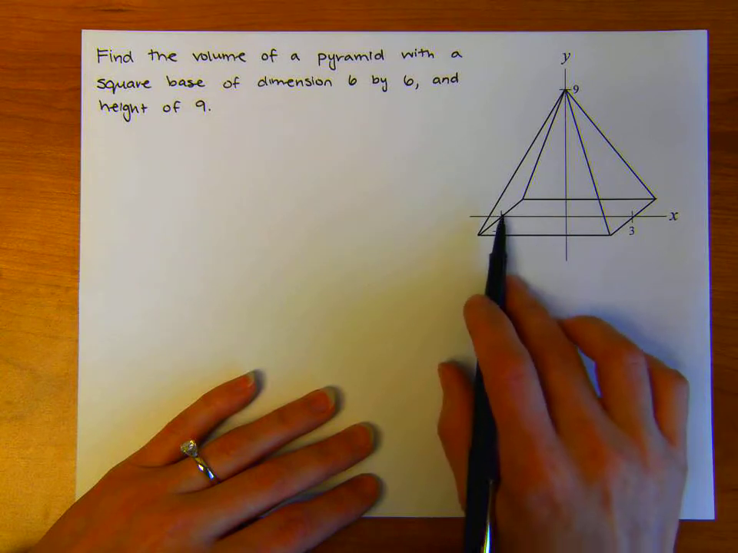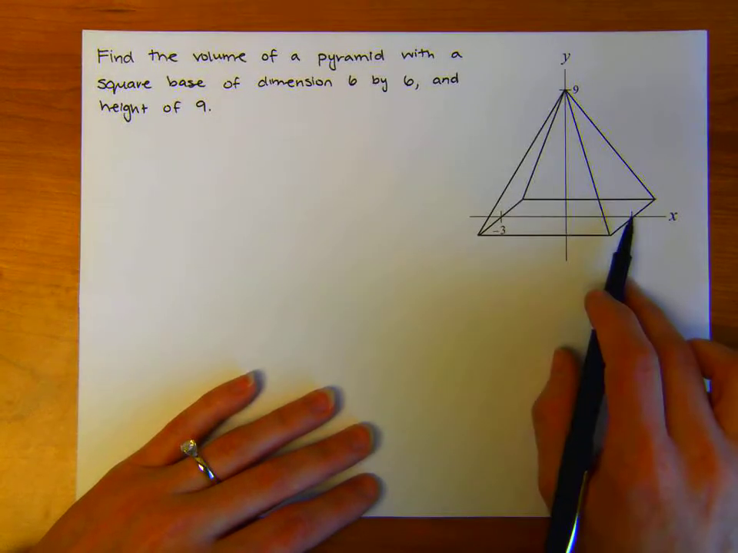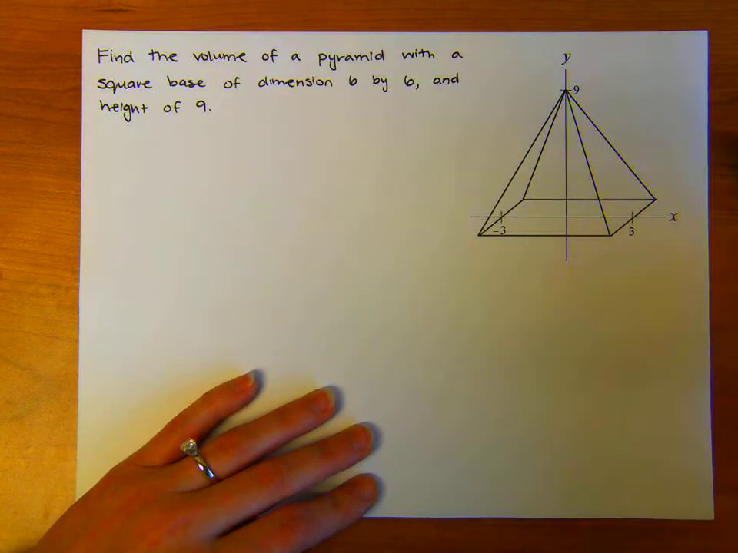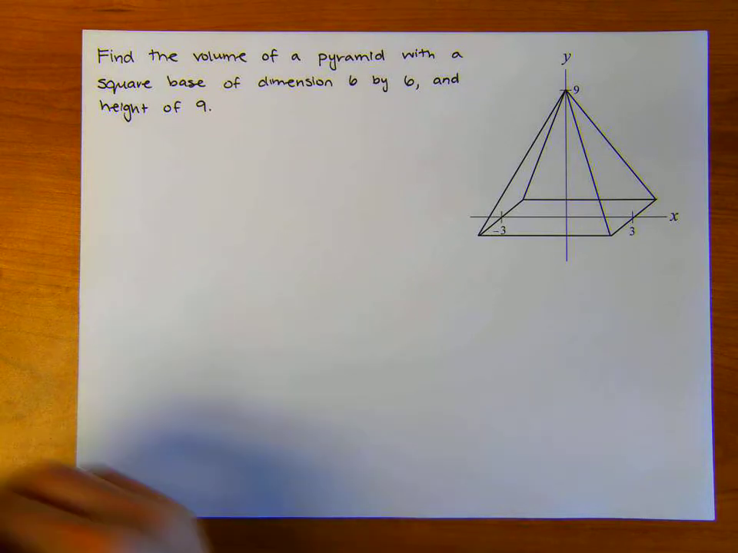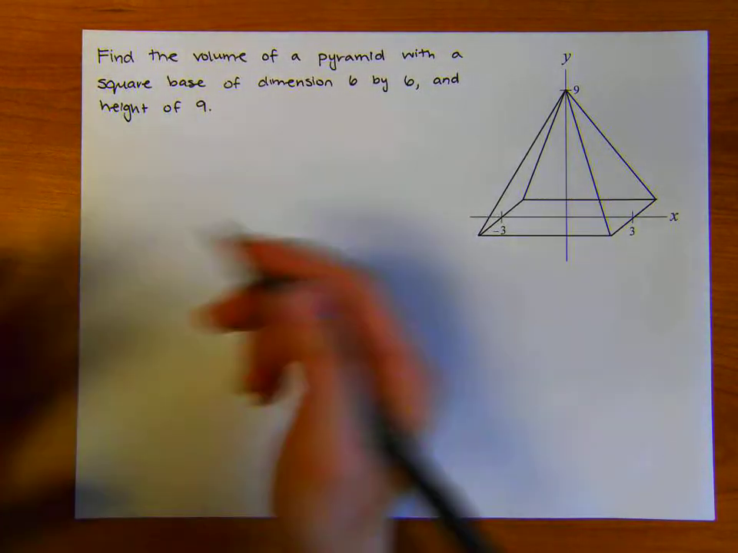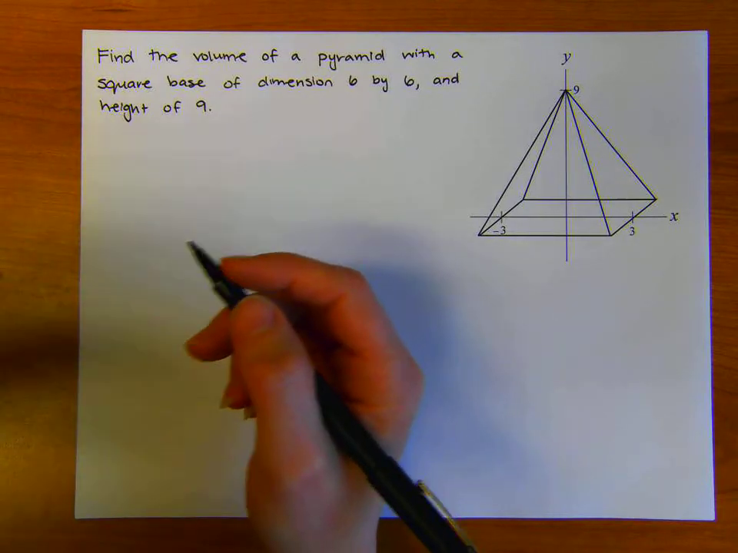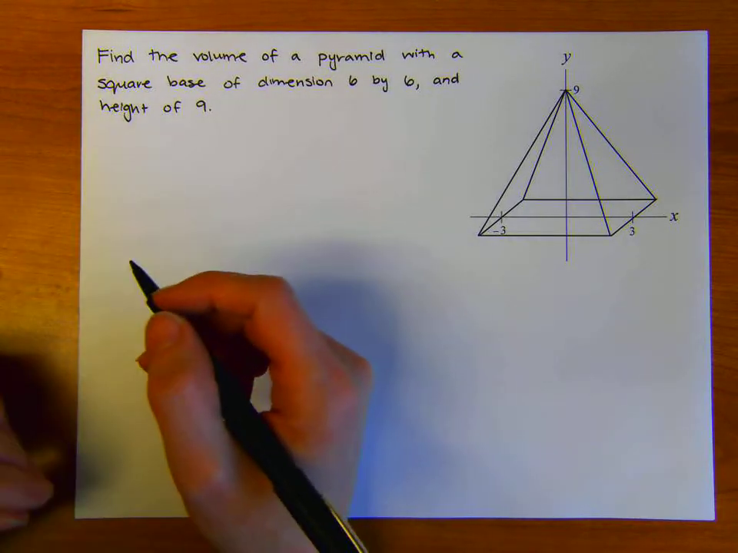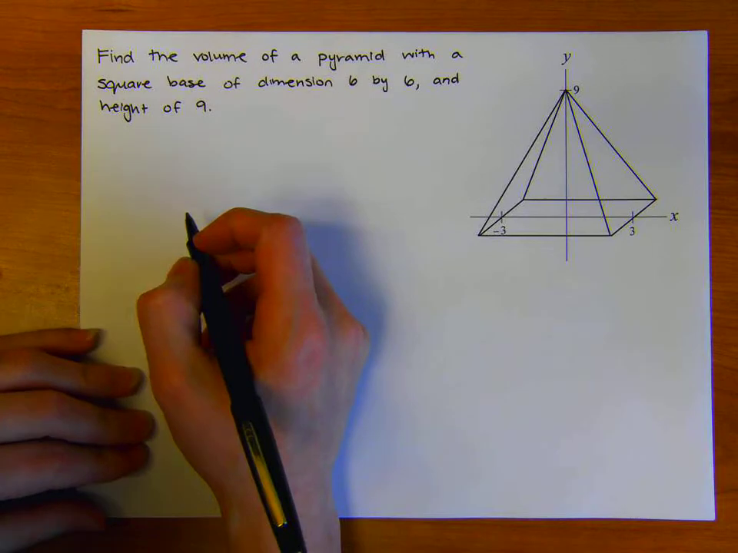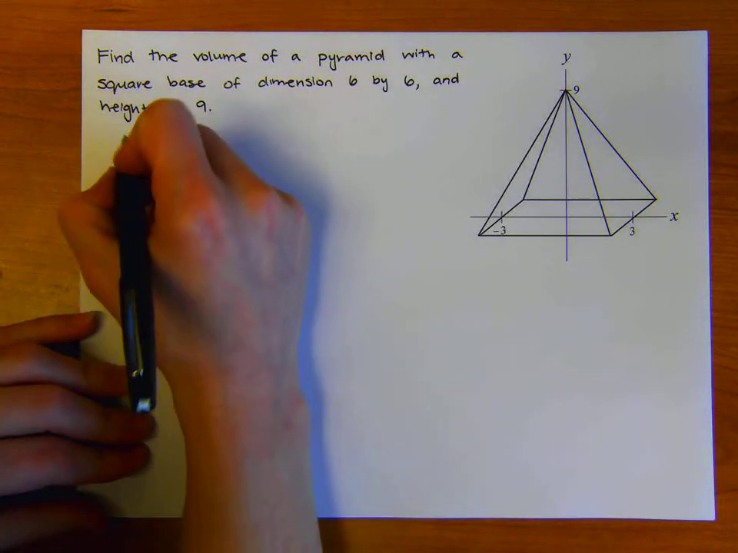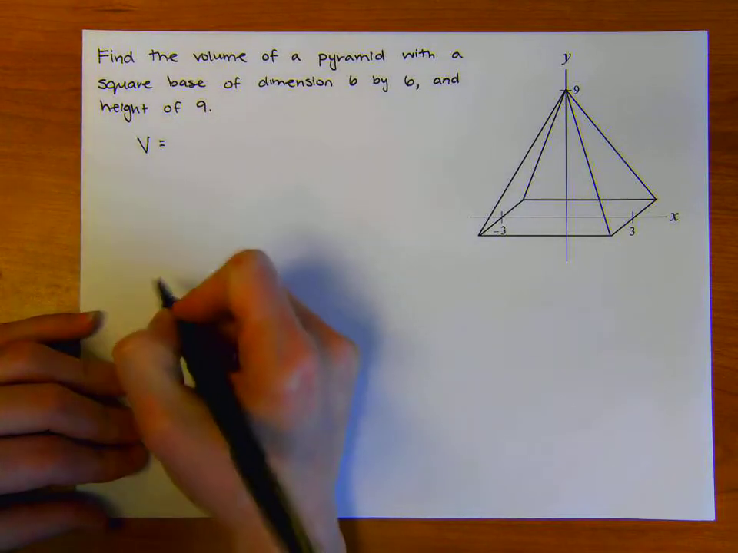I just think it's easier to deal with that way. So notice the base here would be from -3 to 3, so it has a base of 6. This length would also be 6, and then the height is 9. Okay, so we're going to find the volume of this. Now, of course, we do have a formula for this, but those formulas came from somewhere. We're going to pretend we didn't know what that formula is and try to find the volume of this using integration.